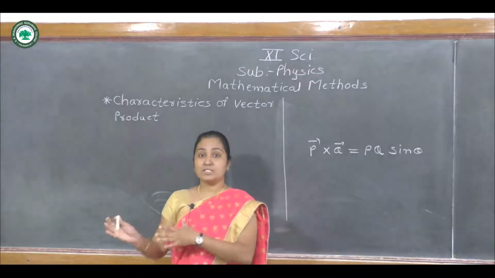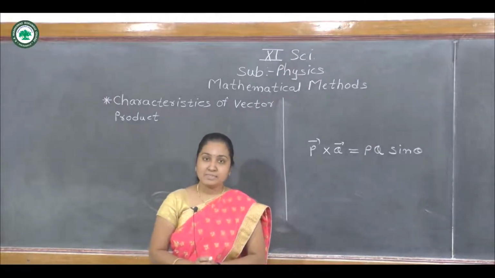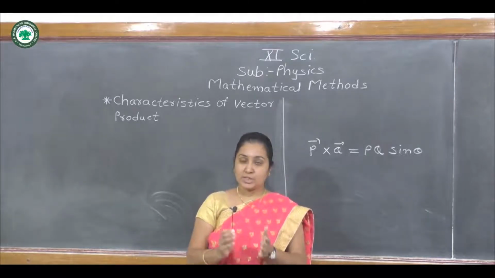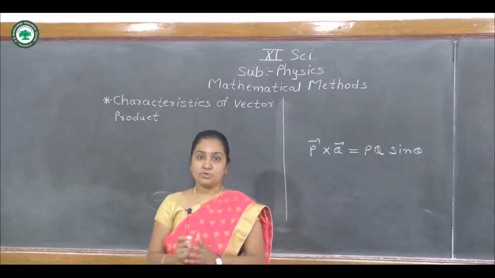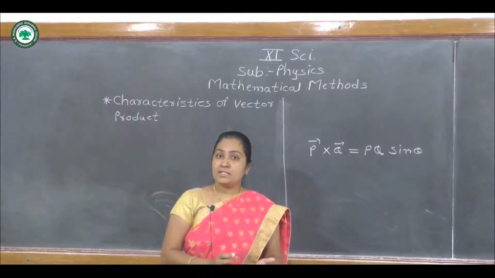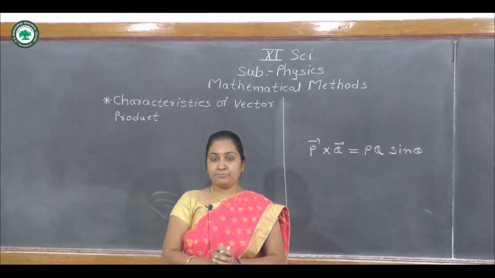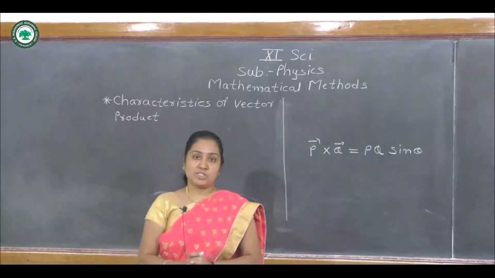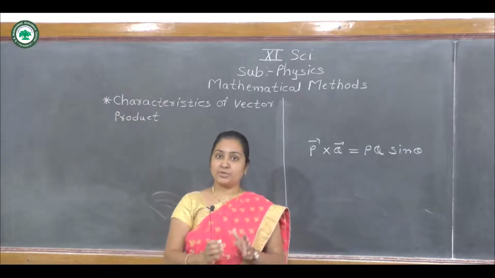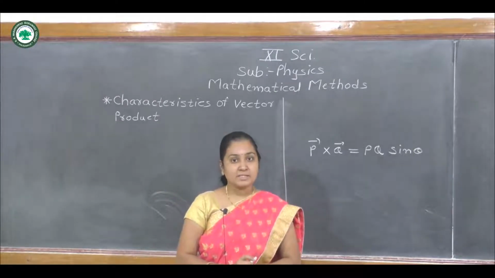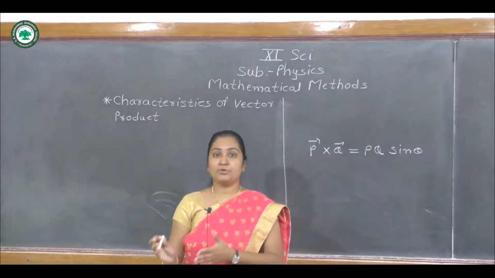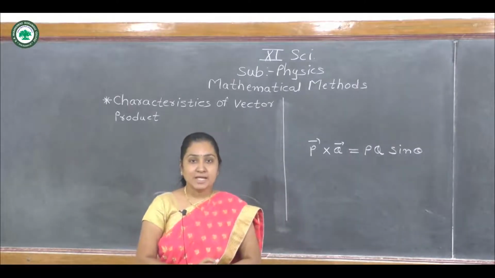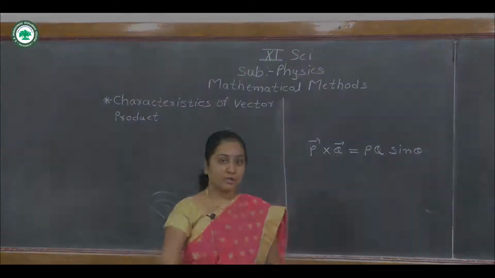Then the third characteristic: vector product has three different special cases. If the angle theta is 0 degree, the two vectors are parallel to each other. Theta equal to 180 degree, the two vectors are anti-parallel to each other, and theta equal to 90 degree, the two vectors are perpendicular to each other. Now we are going to study the next characteristic of vector product.